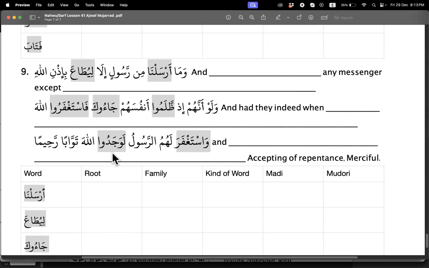Madi is wajada, the mudhari is yajidu. Very good. So what is the lam here? Maybe this lam does something with the fi'il, but I don't know how. You know that lam is not part of the word. Yes, this lam is coming with the law. Law is a shart, and this lam is the start of the jawabul shart here, basically.